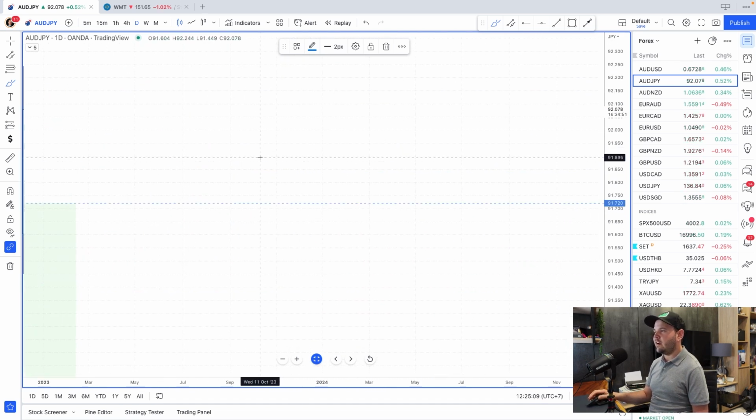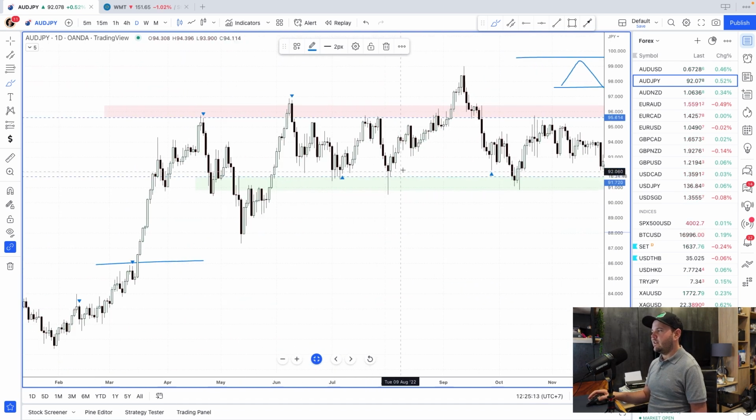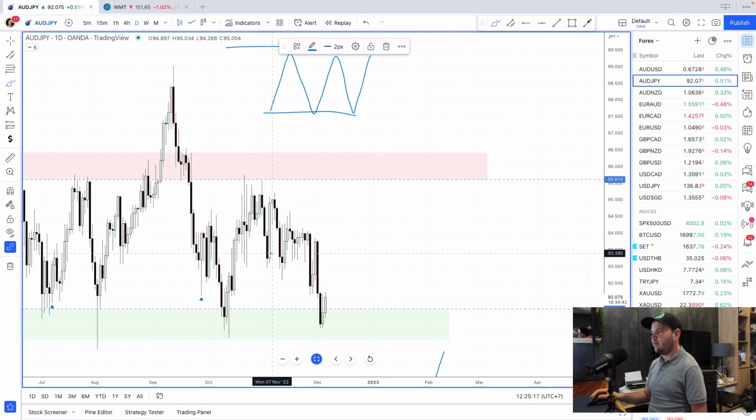So have a look at this, for example. Now, let's say you see this is a zone from last year that's been pretty well identified, but I want to make it more clear. You are here in the market and you see, let's say you are here.